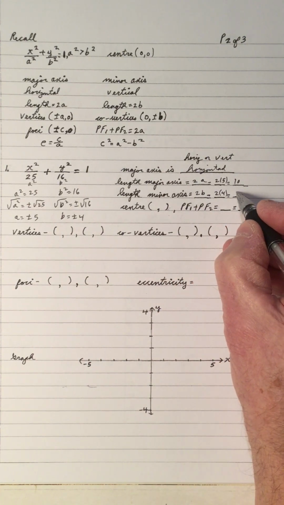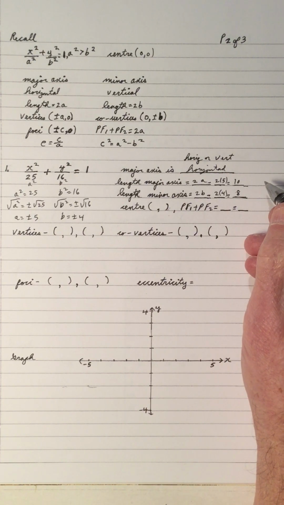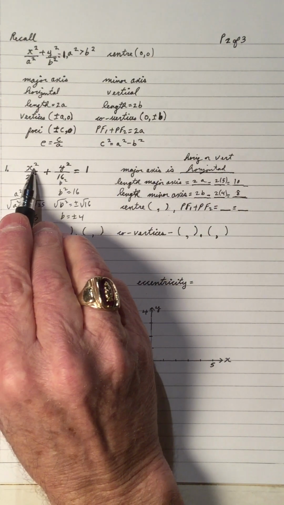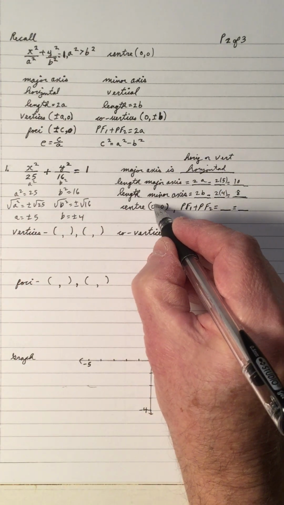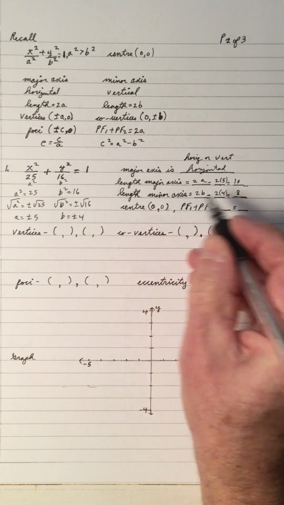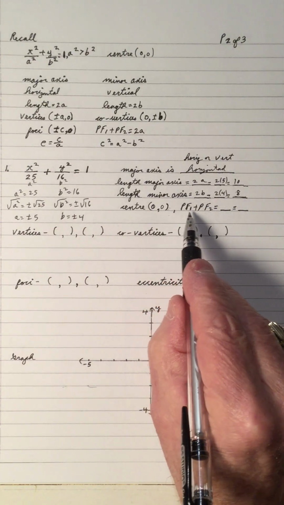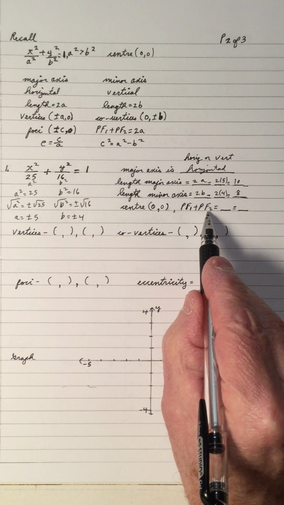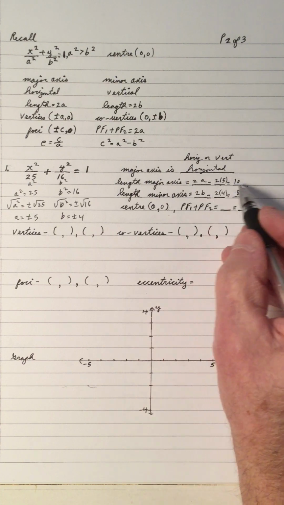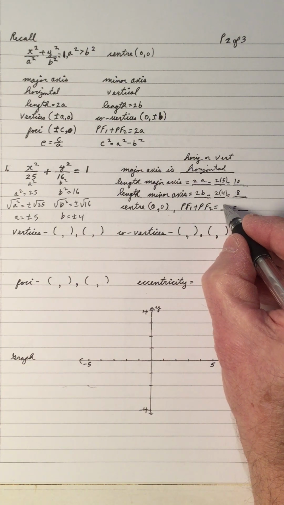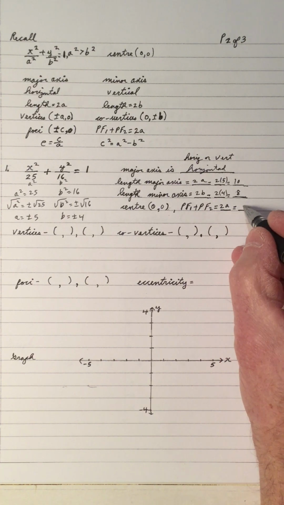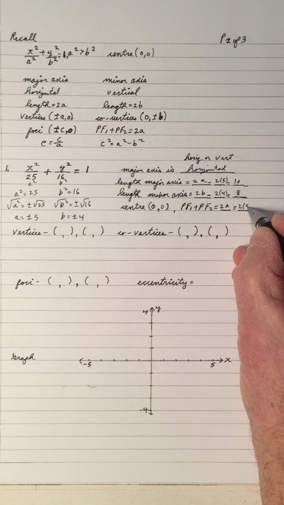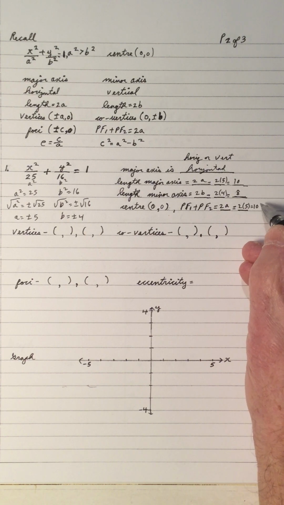Again, you can't say negative 4 because you're talking about distance, so it has to be positive. And the center, because there's x squared and just y squared, is understood. You should know the center is (0, 0). PF1 plus PF2 is the length of the major axis, which is 2a, so 2 times 5, which is 10.